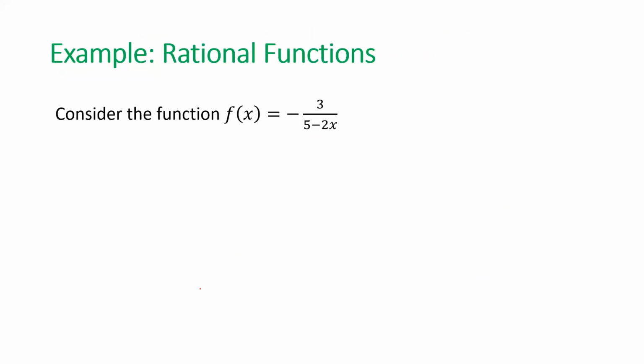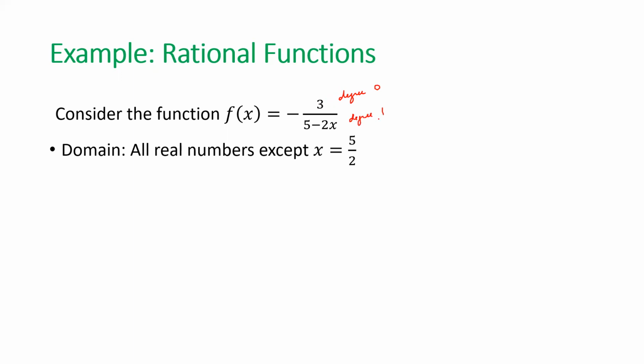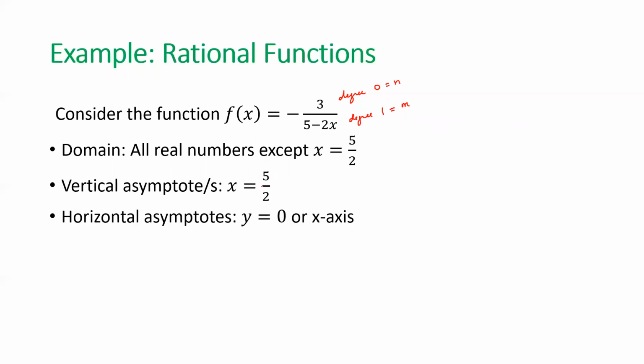So let's have examples. Let's consider the function f of x equals negative 3 over 5 minus 2x. If you notice, the degree of the numerator is 0 and the degree of the denominator is 1. So n equals 0 and m is equal to 1. Its domain, determined earlier, is the set of all real numbers except x equals 5 over 2. Its vertical asymptote is the line x equals 5 over 2. And its horizontal asymptote is y equals 0, or the x-axis, because the degree of the numerator is less than the degree of the denominator.